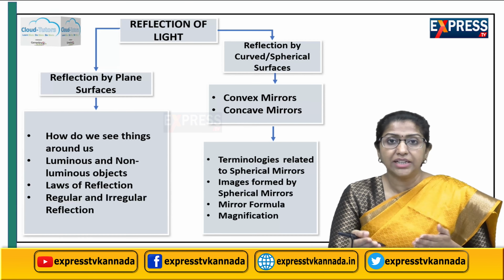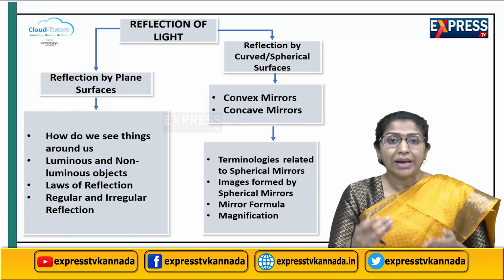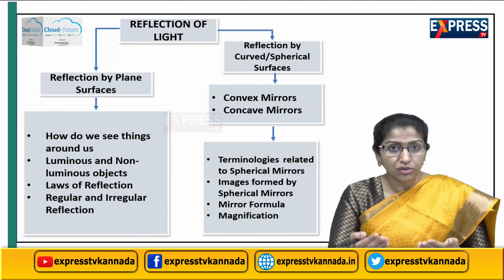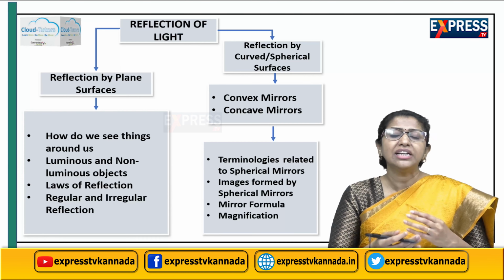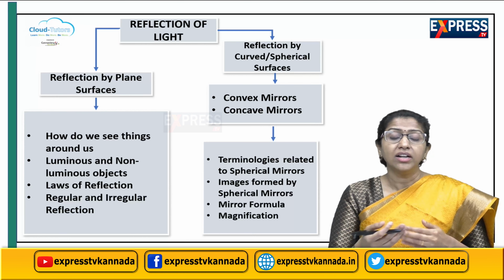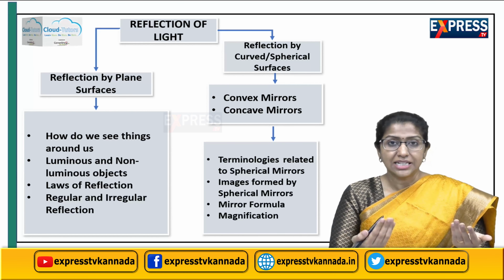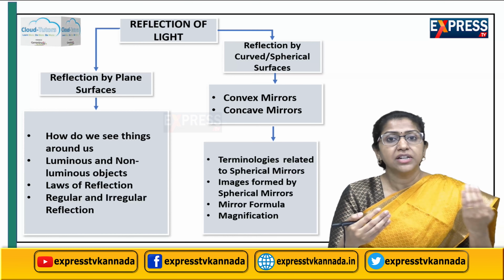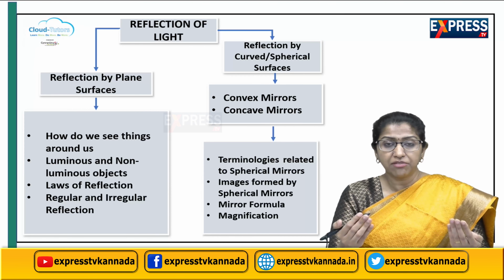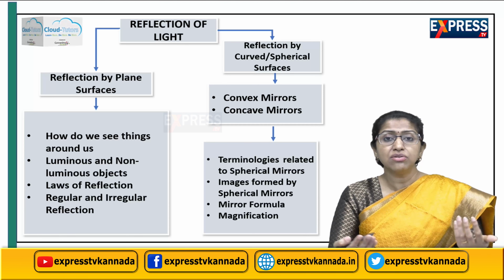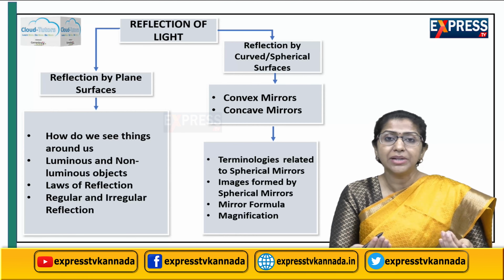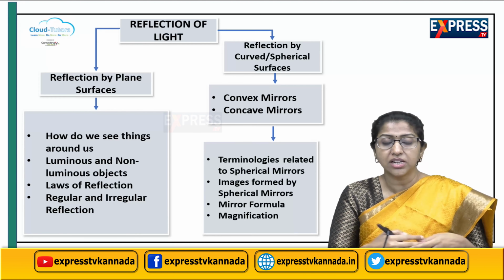But the second topic, that is reflection by spherical surfaces, or when it comes to convex and concave mirrors, you need to concentrate a little more on the different cases, as in when we keep the object in different positions in front of the concave mirror or convex mirror, it tends to form different kinds of images depending upon the position of the object.